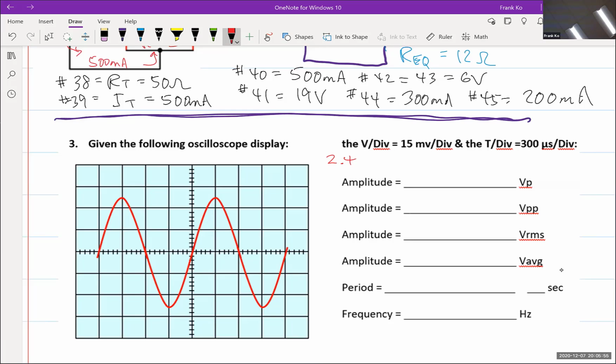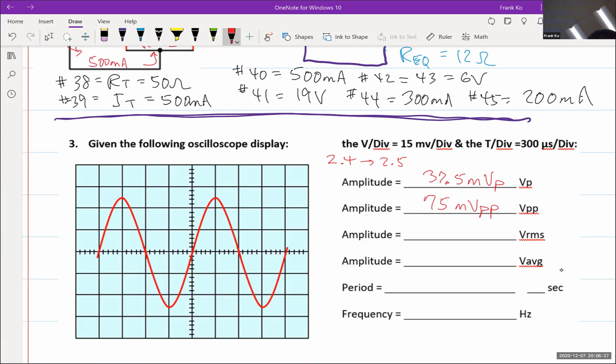How many people counted this as 2.4 divisions? Raise your hands. How many people counted as 2.5 divisions? Raise your hands. Okay, we're good. We're going to be within a few millivolts of each other if you counted it as 2.4 up to 2.5. So at 2.5, you're looking at 37.5 millivolts peak, yes? Okay, and if you double that, you will have 75 millivolts peak to peak.